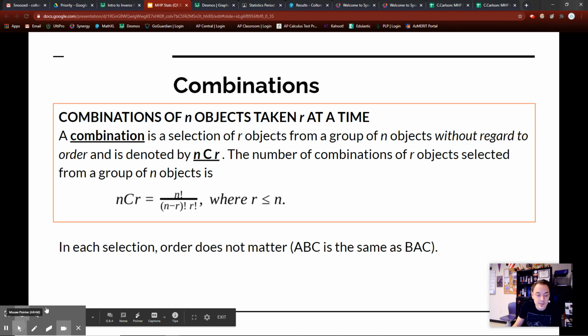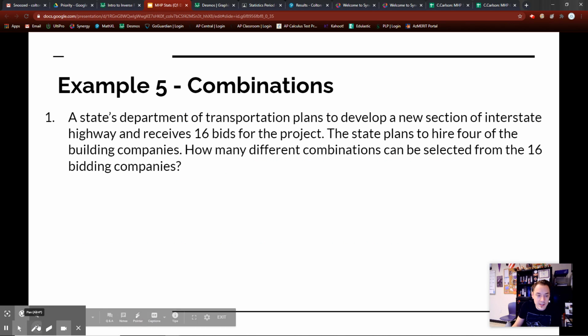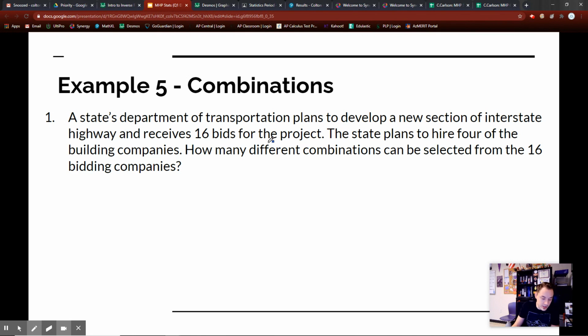So let's go through this example. A state's Department of Transportation plans to develop a new section of interstate highway and receives 16 bids for the project. So automatically I'm going to have N equals 16. The state plans to hire 4 of the building companies. So that means out of 16, I want to hire 4. How many different combinations can be selected from 16 bidding companies?